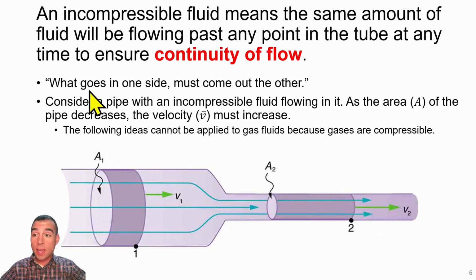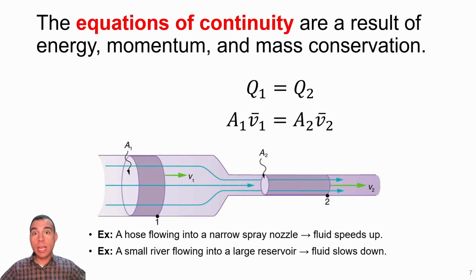In other words, we can say what goes into one side of a fluid channel must come out the other side. So this whole continuity of flow idea doesn't really work that well for gases, because gases actually can be compressed. If we were to put continuity in an equation form, it would essentially say that the flow rate at one end of a system is equal to the flow rate at another.